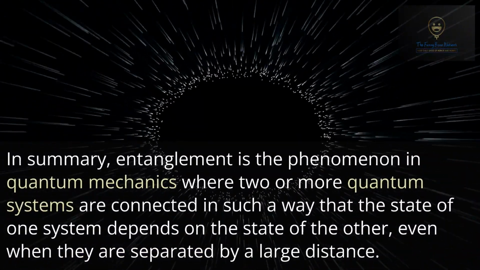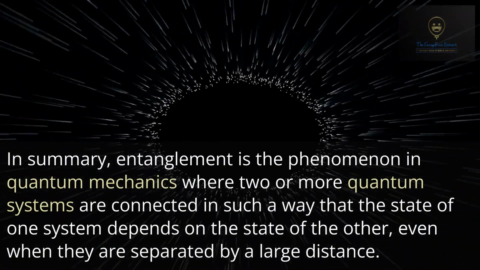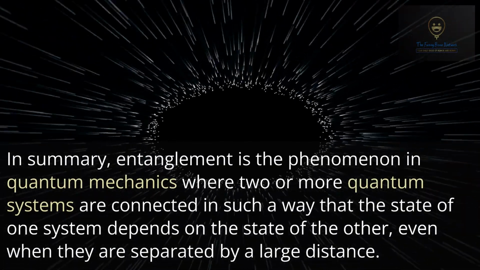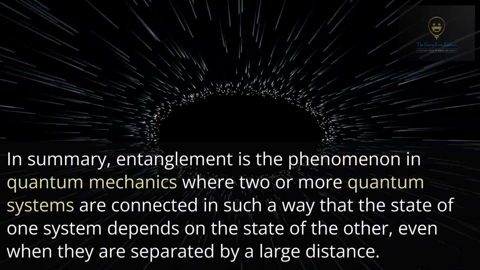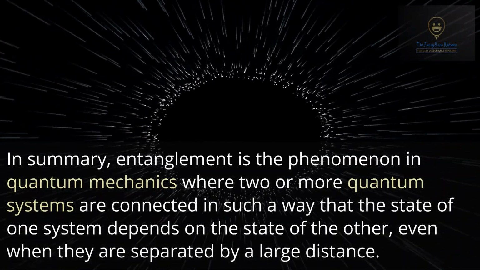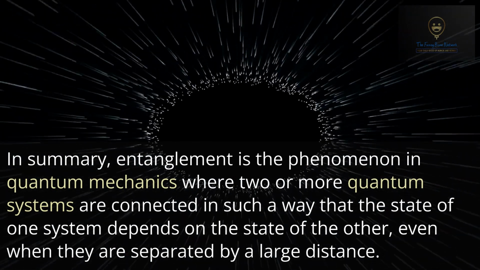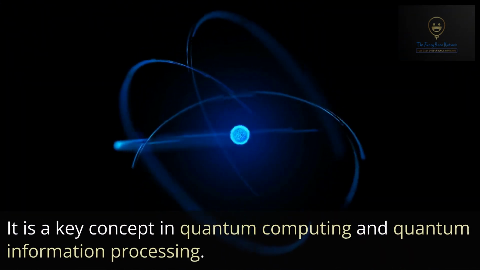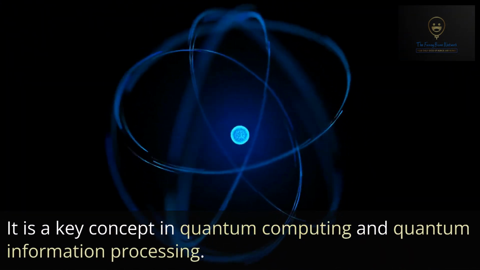In summary, entanglement is the phenomenon in quantum mechanics where two or more quantum systems are connected in such a way that the state of one system depends on the state of the other, even when they are separated by a large distance. It is a key concept in quantum computing and quantum information processing.